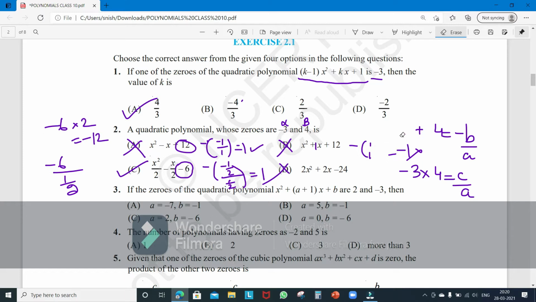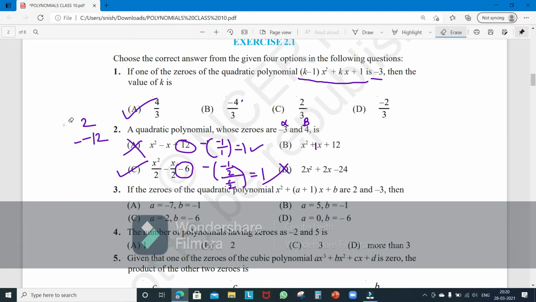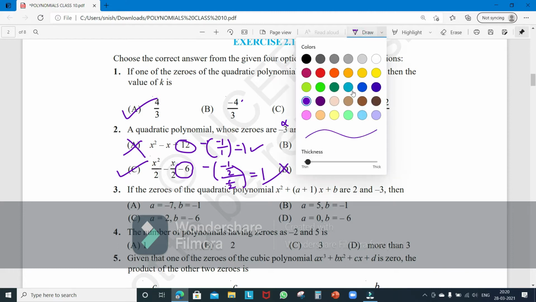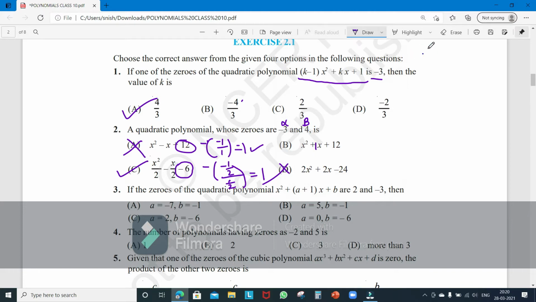Okay, third question. If the zeros of the quadratic polynomial, which is given, are plus 2 and minus 3, then what is the value of a and b? Okay, so if again 2 and minus 3 are the roots, then you can do two methods, right? Sum of the roots, let's take it and solve in that manner. So this is alpha and this is beta.